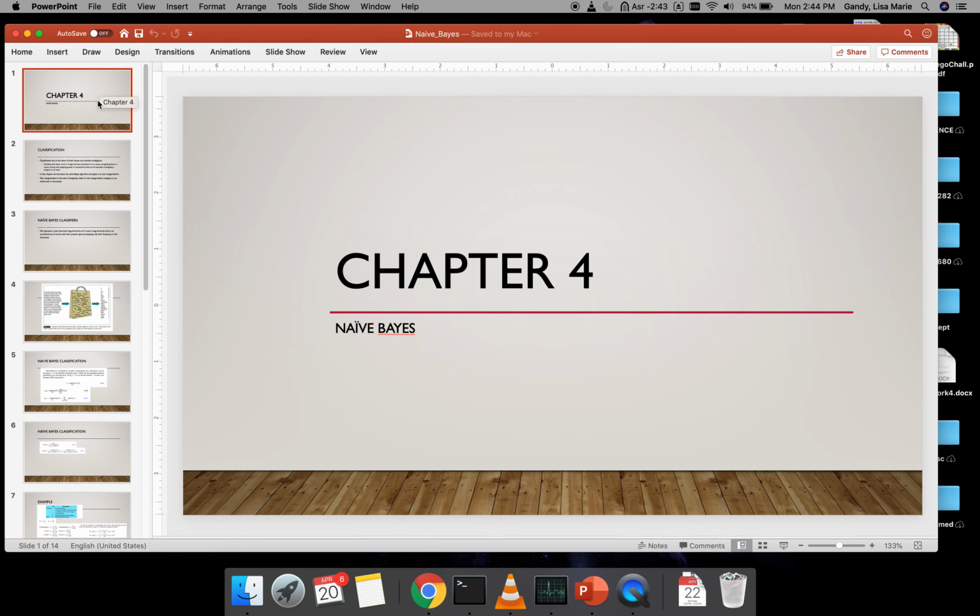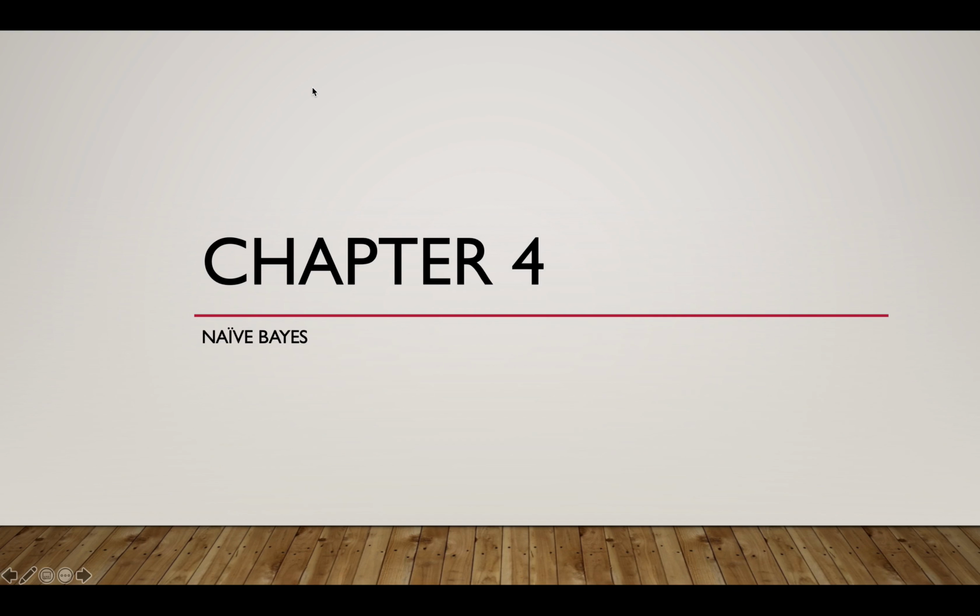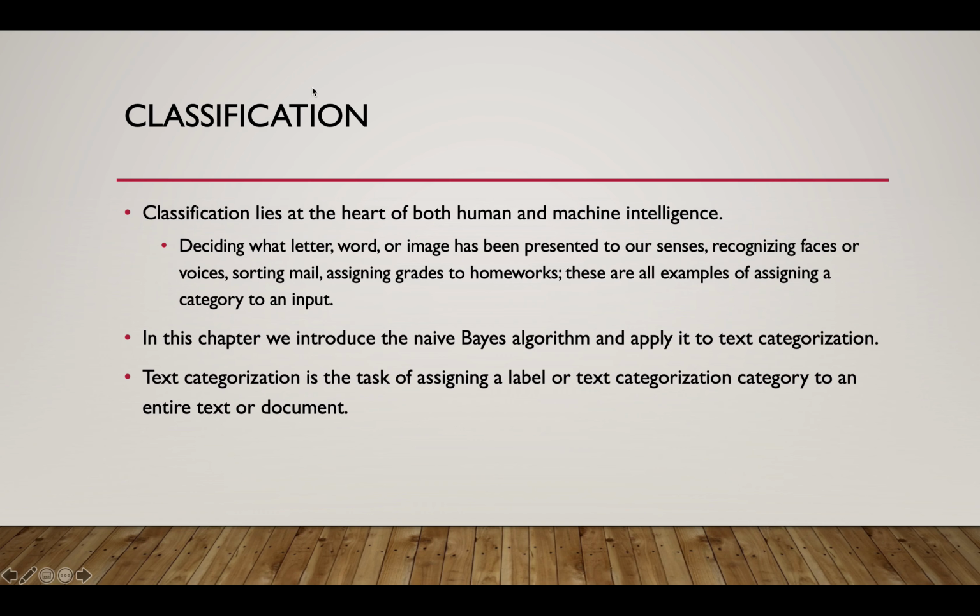Okay, so we're going to talk about naive Bayes today. So we've talked about classification. It lies at the heart of both human and machine intelligence. Deciding what letter, word, or image has been presented to our senses, recognizing faces, sorting mail. These are all things we do every day. We've talked about many algorithms to do this: decision trees, support vector machines, feed-forward neural networks. Today we're going to talk about naive Bayes algorithms.